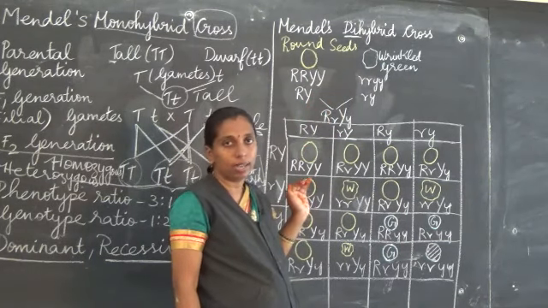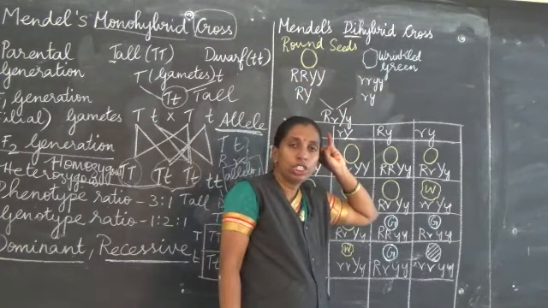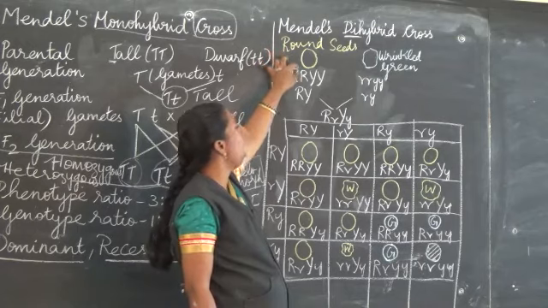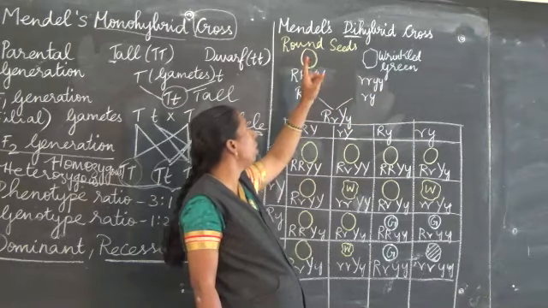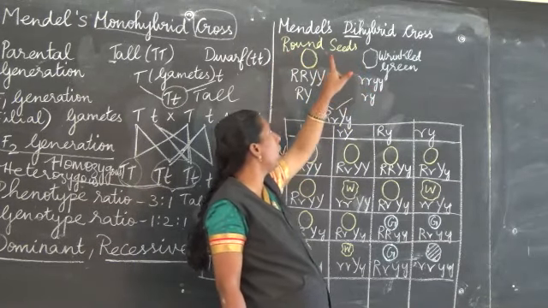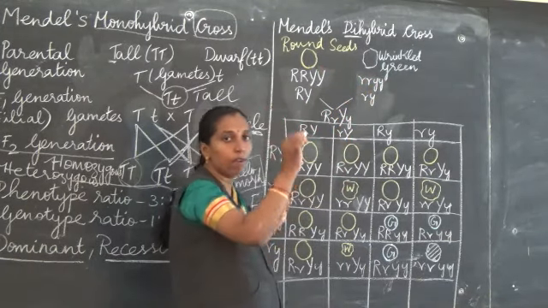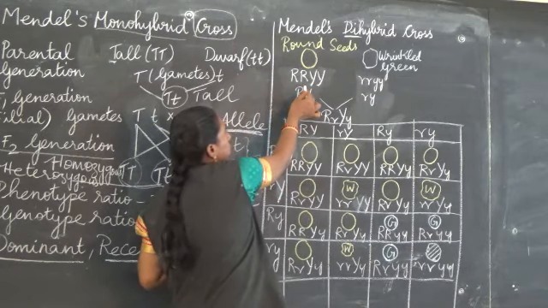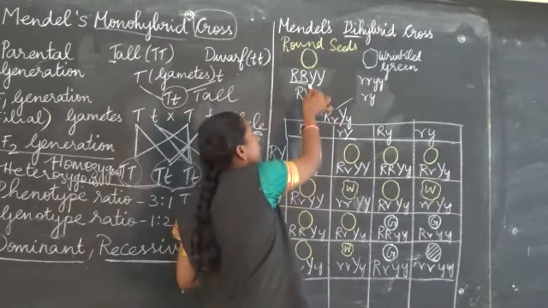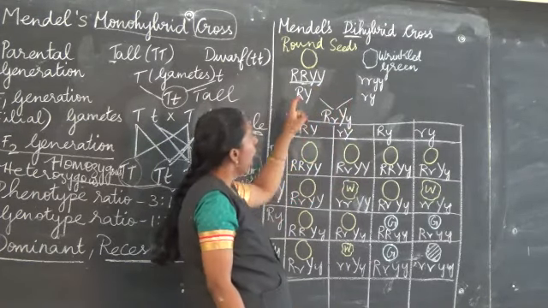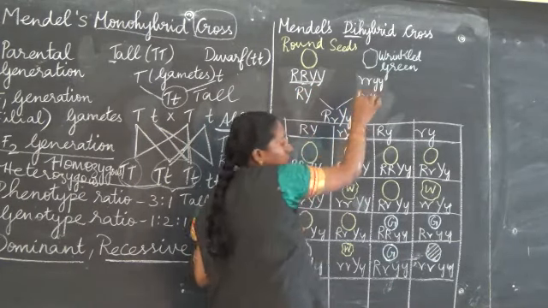What contrasting characters are considered? Here, seed shape and seed color. For seed shape, the dominant one is round and the recessive is wrinkled; for seed color, yellow is dominant and green is recessive. So he considered two characters. This is the parental generation. For round, we can write capital R, capital R. And for yellow, we can write capital Y, capital Y. And for the recessive one, it is written like this: small r, small r, small y, small y.